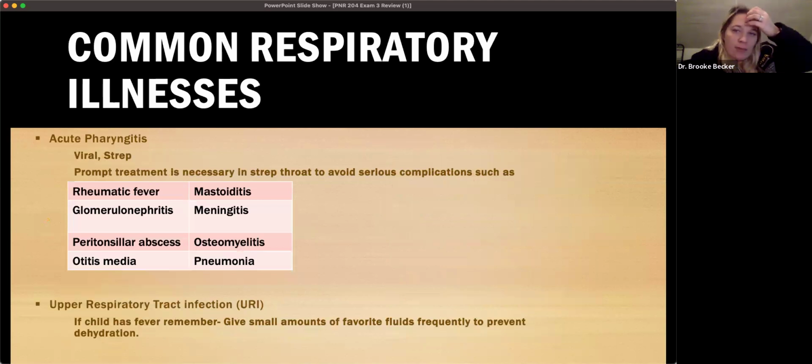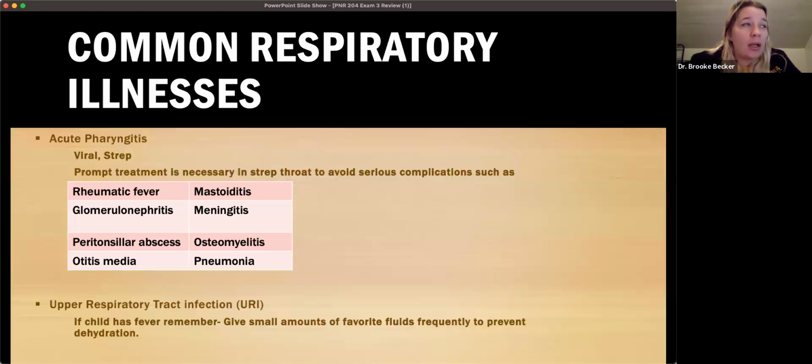So common respiratory illness, pharyngitis, so that's inflammation of the pharynx. Typically it's viral or strep, group A strep driven. So that's bacterial. If it's group A strep, you need antibiotics, so penicillin, amoxicillin, to be able to treat that strep throat. If it's not treated appropriately, you worry about things like rheumatic fever, glomerular nephritis, peritonsillar abscess, osteomyelitis. There's all sorts of things that can happen if strep is not treated appropriately.